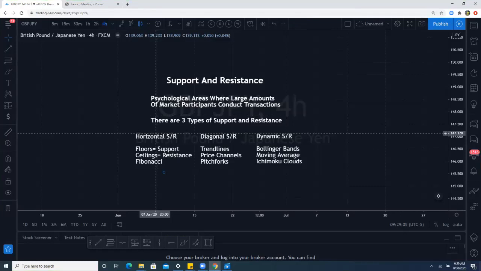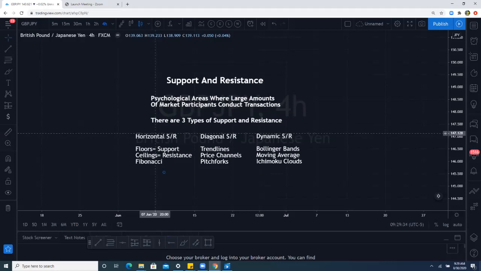So support and resistance are basically psychological levels where large amounts of market participants conduct transactions. Because if a large amount of market participants are buying and selling in a certain area, that's going to move price, thus creating these points that you can use as references to look for evidence of support for taking a trade in that area. There's going to be three types of support and resistance.